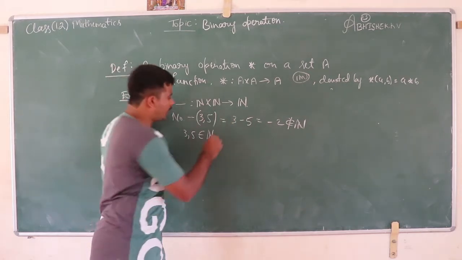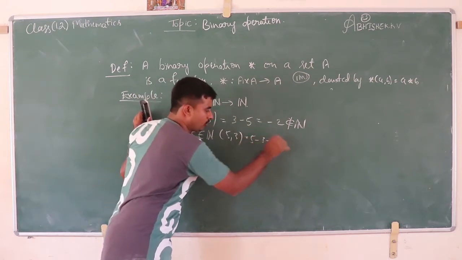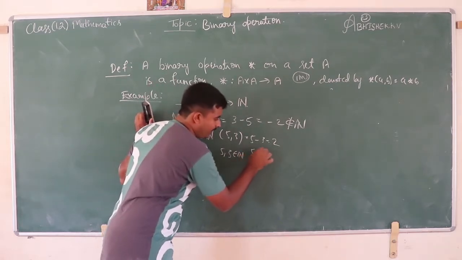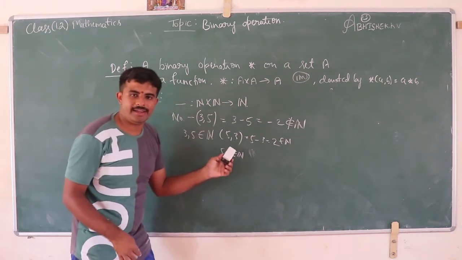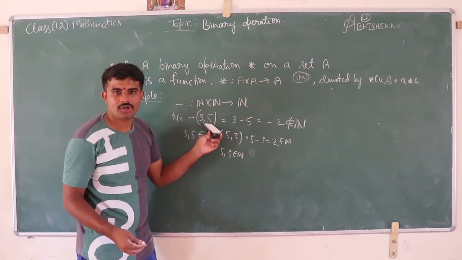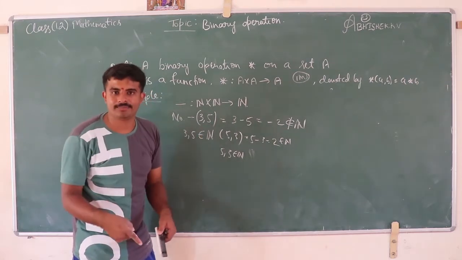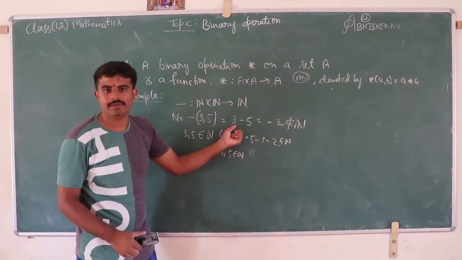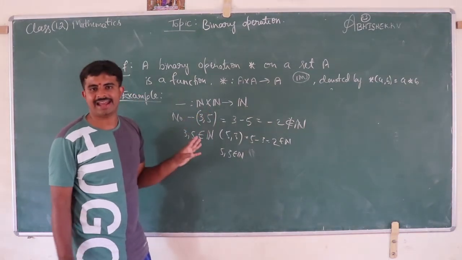Then your question is, sir, what about 5 comma 3? See, 5 minus 3 is equal to 2. See, 5 and 3 belong to the set of natural numbers. 5 minus 3 is equal to 2. This belongs to natural numbers. In this ordered pair, it is defined. But to say it should be a binary operation, it must be verified in all cases. But to say it is not, give an example. Therefore, subtraction is not a binary operation on the set of natural numbers.